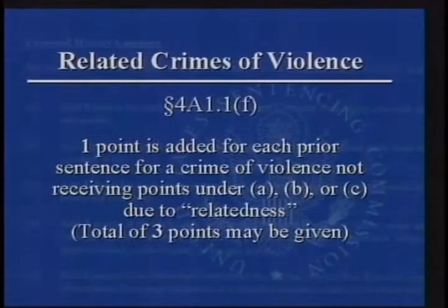But in this situation, if you have related crimes of violence, let's take a look at subsection F and see what it tells us to do. It says that one point is added for each prior sentence for a crime of violence not receiving points under subsection A, B, or C due to relatedness. And a total of 3 points may be given for this type of case.